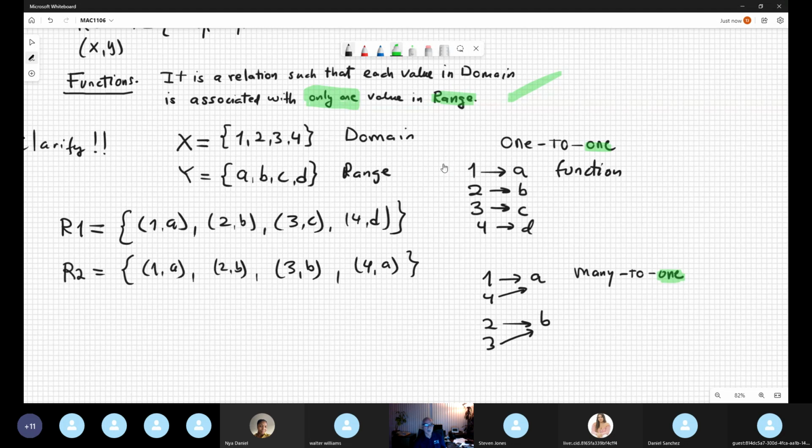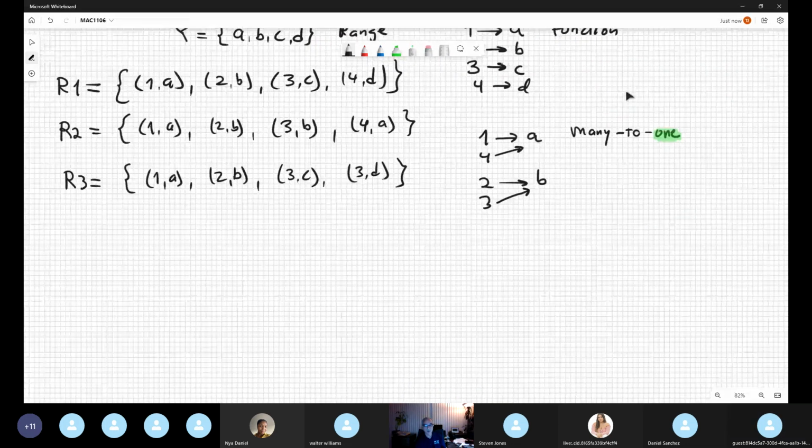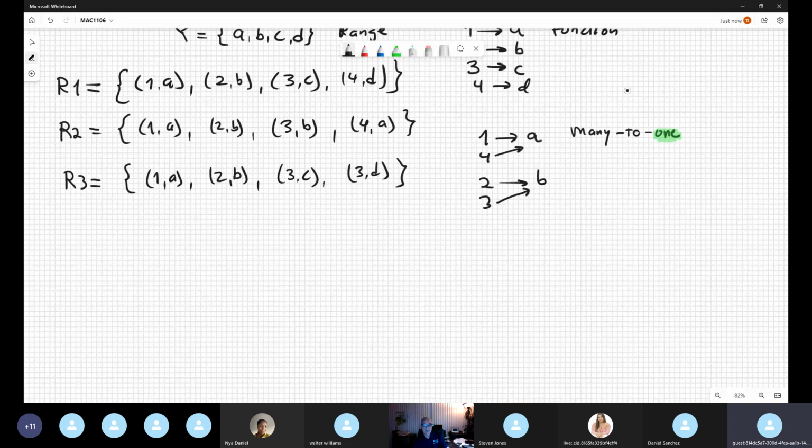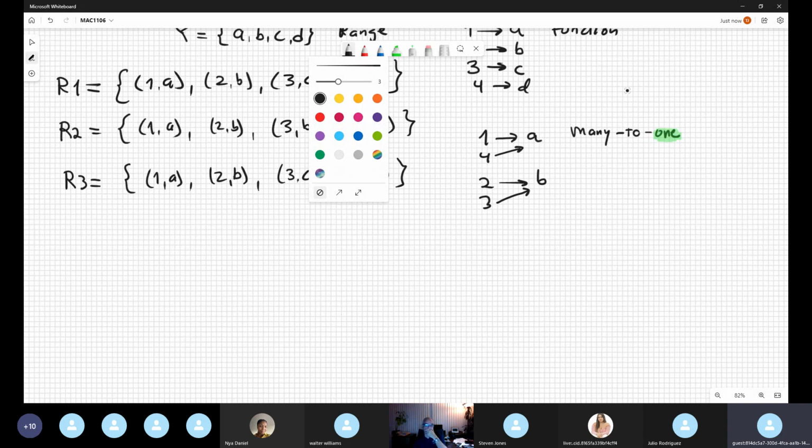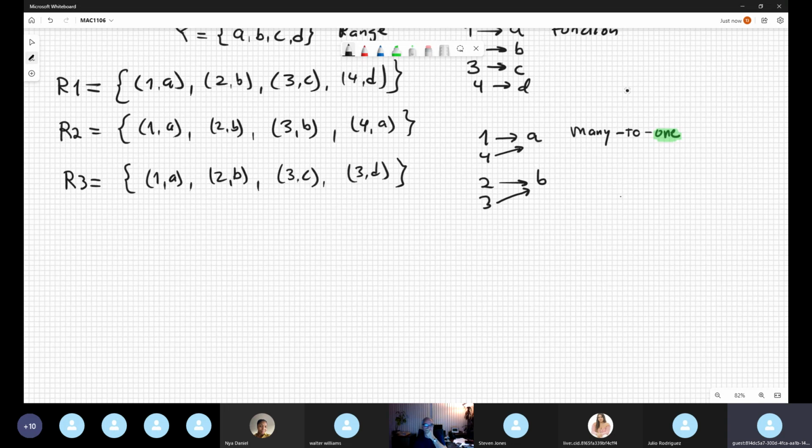Okay? Now, I want to complicate more. Relation 3. Relation 3 is (1, A), comma, (2, B), comma, (3, C), comma, (3, D). What do you think? Is that relation a function or no? It's not a function, but I need to understand why. Because the domain corresponds to two different values of the range. Exactly, the domain. Very well, very well.